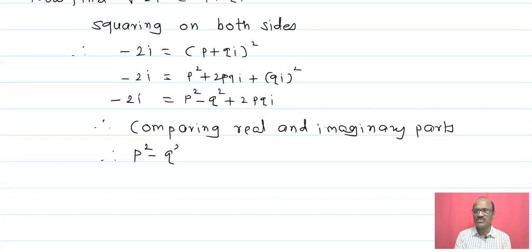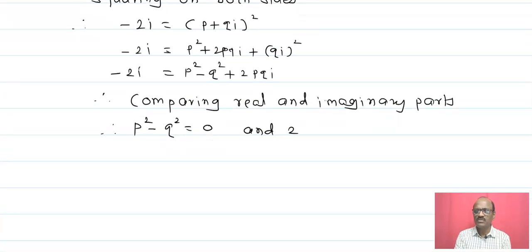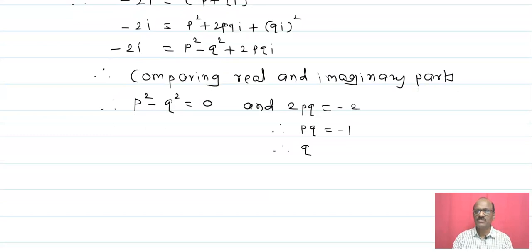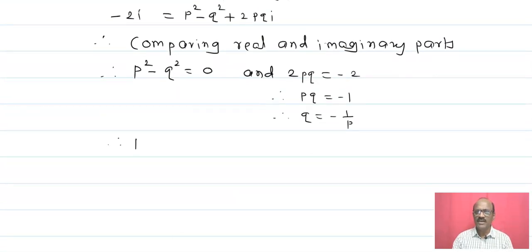Therefore, p square minus q square is equal to 0 and 2pq is equal to minus 2. Therefore, pq is equal to minus 1. Therefore, q is equal to minus 1 upon p, and that's why the value of q is minus 1 upon p.